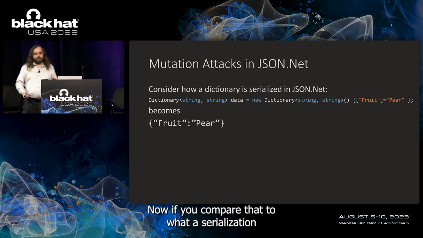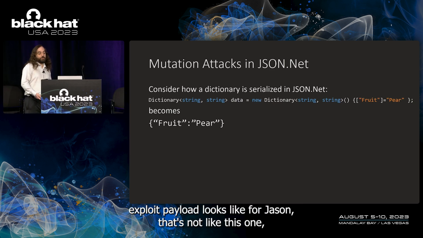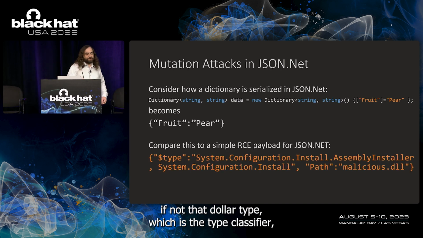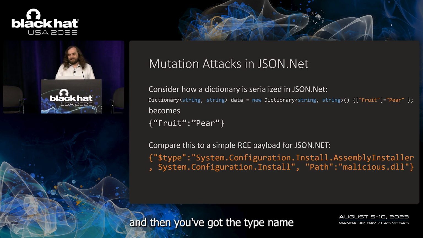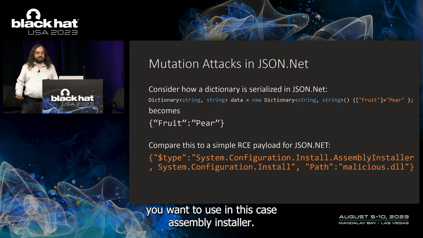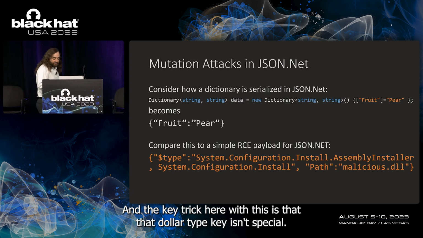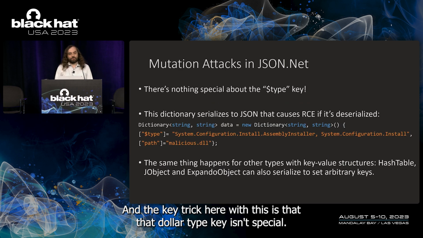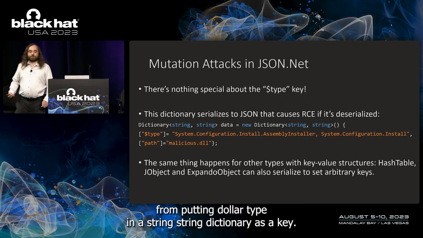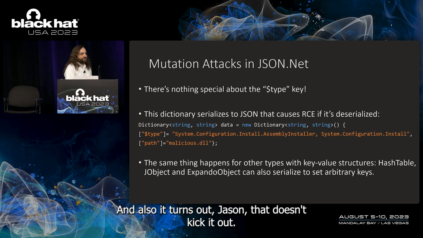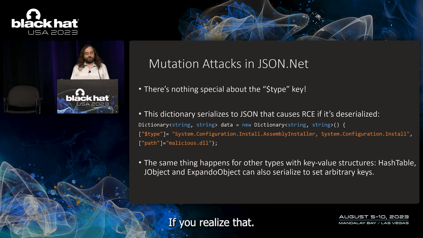Now, if you compare that to what a serialization exploit payload looks like for JSON.NET, like this one, you've got that $type, which is the type specifier, and then you've got the type name you want to use, in this case assembly installer, and then you set some properties, and you've got RCE. And the key trick here is that that $type key isn't special. Nothing prevents you from putting $type in a string-string dictionary as a key. And also, it turns out JSON.NET doesn't take it out if you serialize that dictionary.